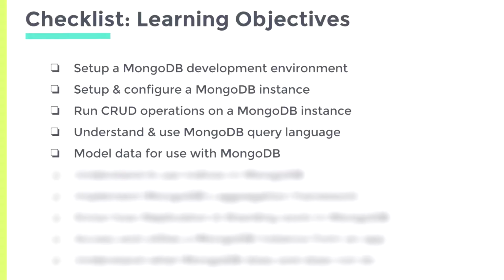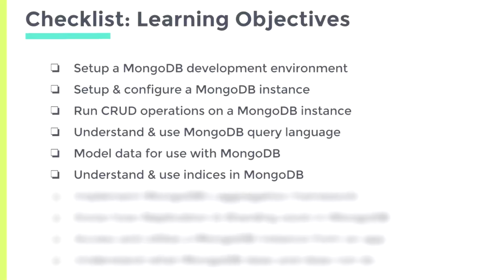Model data for use with MongoDB. We need to understand how to structure our data that will be stored in MongoDB so we can retrieve it, index it, and run more complicated queries on the data efficiently. But if you come from a relational database background, again, MongoDB is a document-oriented database, and the thinking behind modeling is a little bit different. We'll walk through the theory and then we'll actually practice it in our course project with a couple of different data structures.